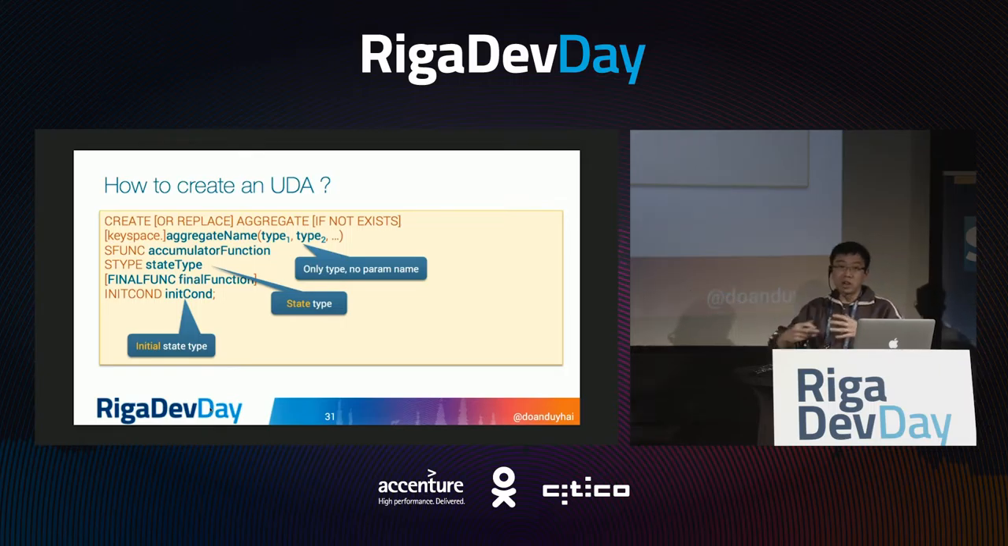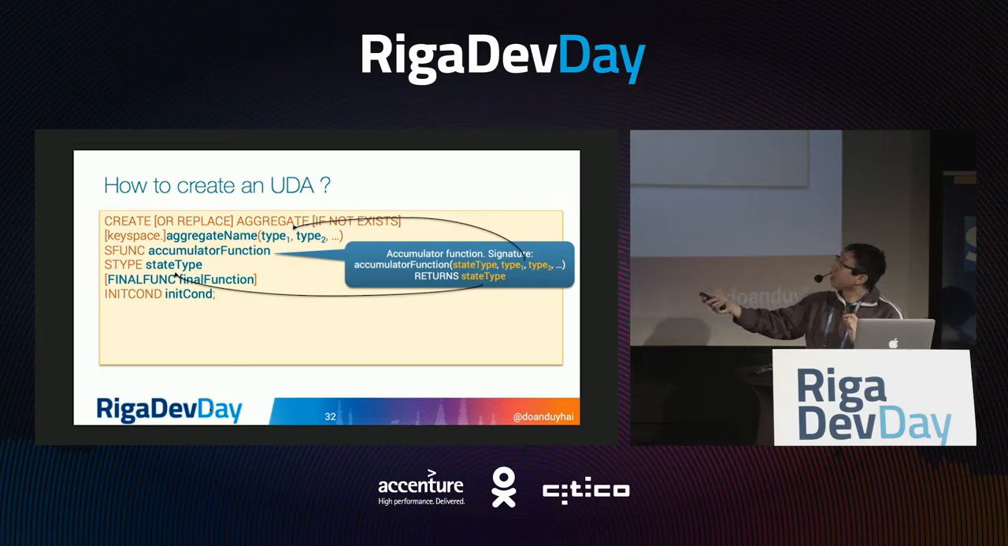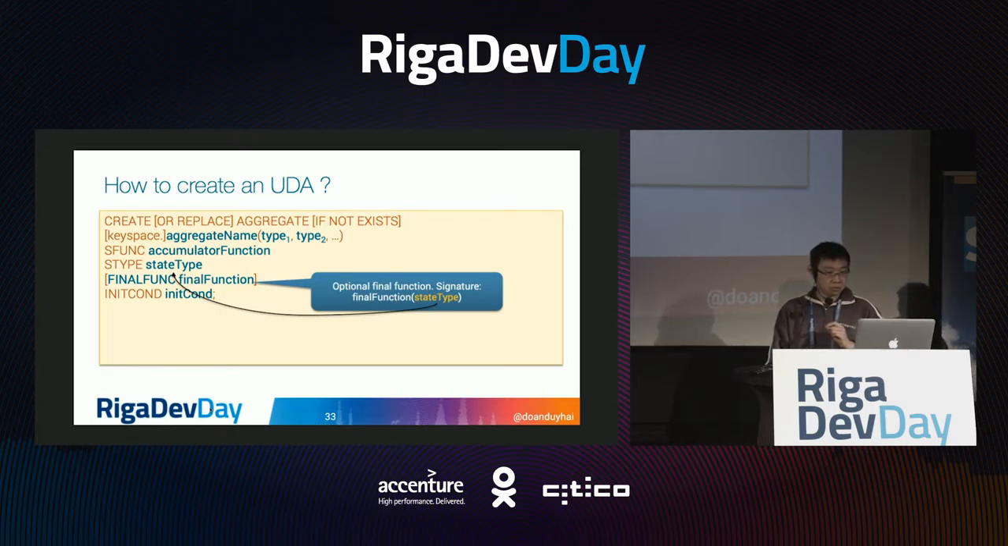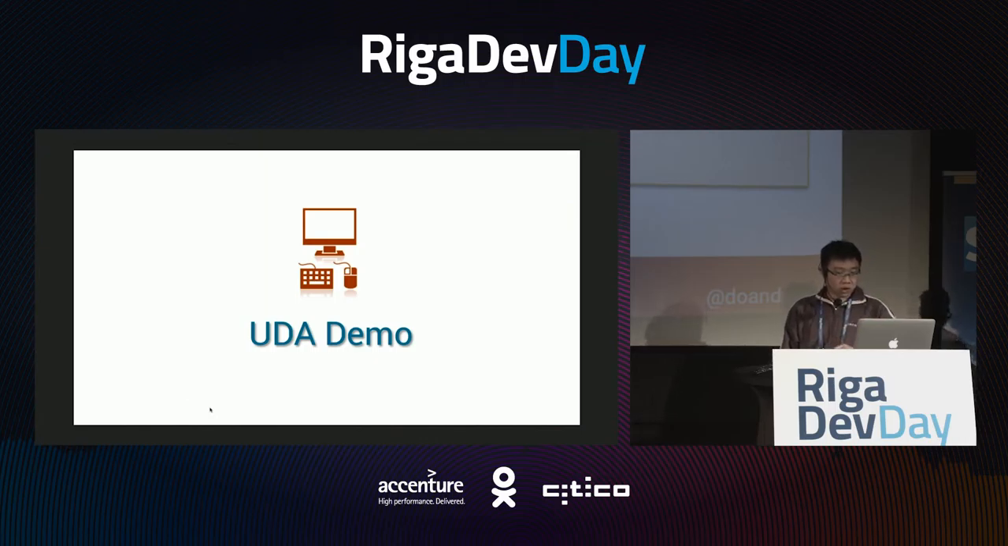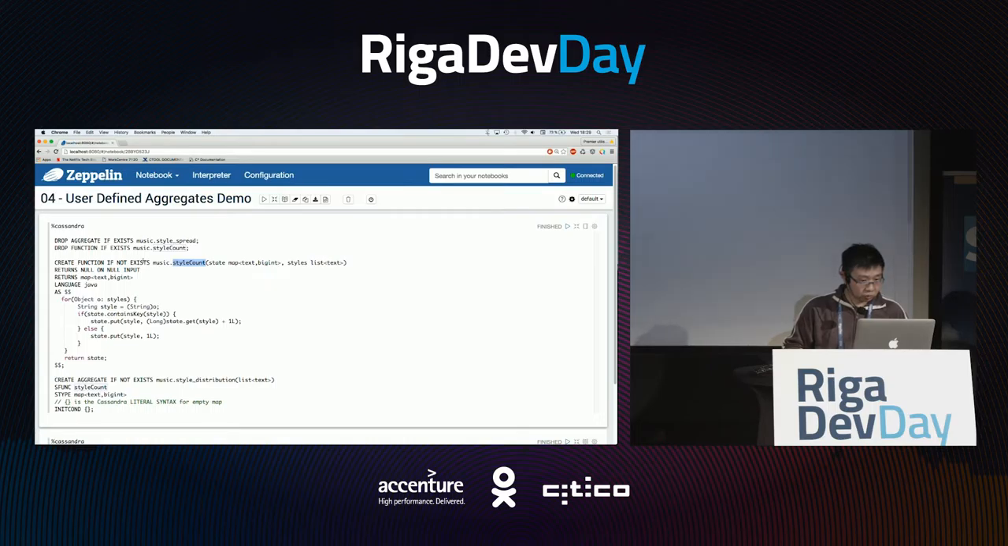Optionally, you can provide a final function to perform a final processing before returning the result. And you can provide also an initial condition for the foldLeft operation. And you have some implicit constraint here. It means that your accumulator function needs to have this signature. The first parameter, the first type, should be the state type of your aggregate. Then the following type should be the same as the type defined on your aggregate. And it should return the state type. Final function optional. So some demo, it will be clearer when I show you the demo.